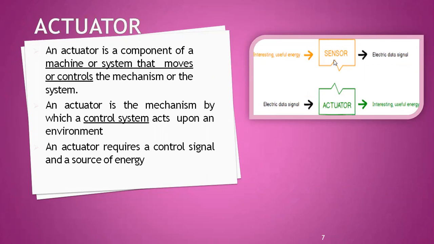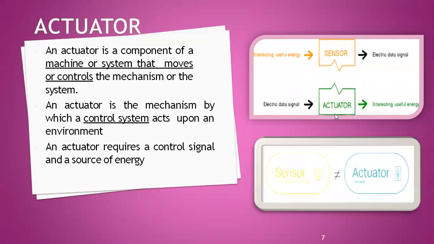Here we can see a sensor, which converts useful energy into electric data signals. At the same time, an actuator converts that electrical data signal into useful energy. So sensors and actuators are not the same.